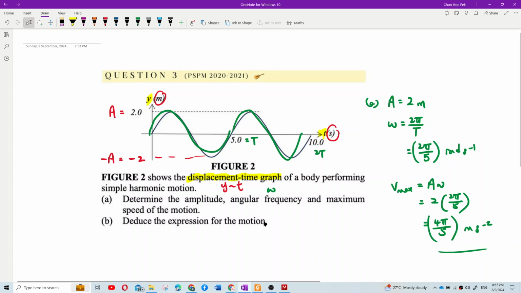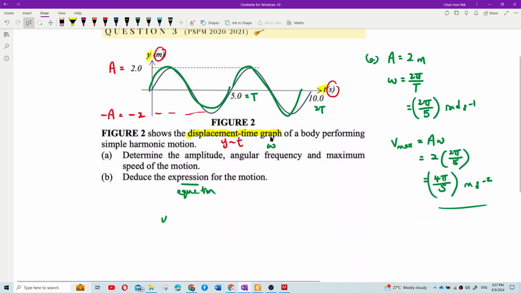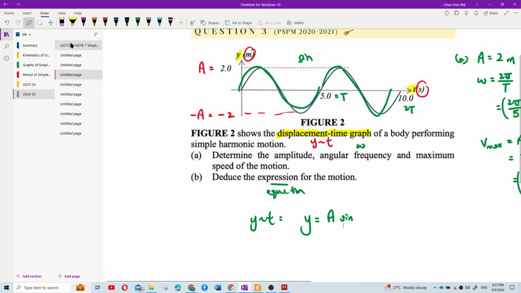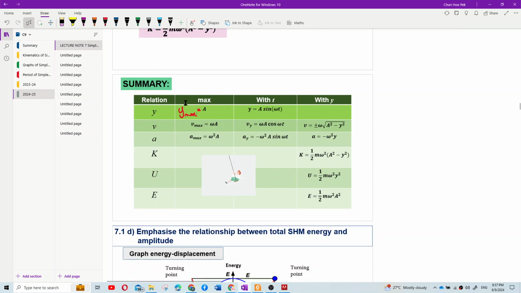Very easy question, right? Expression of this motion means they want the equation. So this is a y versus t equation. Y equals, it's a sine graph, right? So its equation is also sine. Follow our general formula. From the beginning, we learned that our Y displacement formula is A sin omega t. So just follow that.